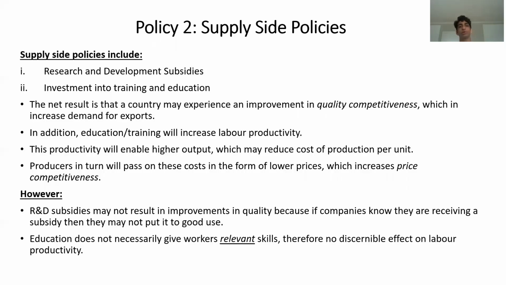In addition, we could also have investment into training and education, and that has the effect of improving labor productivity. What higher labor productivity would do is that each worker in a given hour or in a given year, whatever time frame you want to use, is able to produce more output. Our exporting industries can produce more, and as we produce more output, our cost of production per unit is lower. In turn, our industry can pass on these lower costs in the form of lower prices, which will make our exports more price competitive.